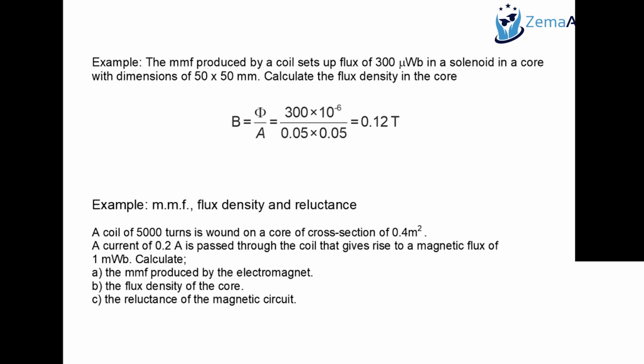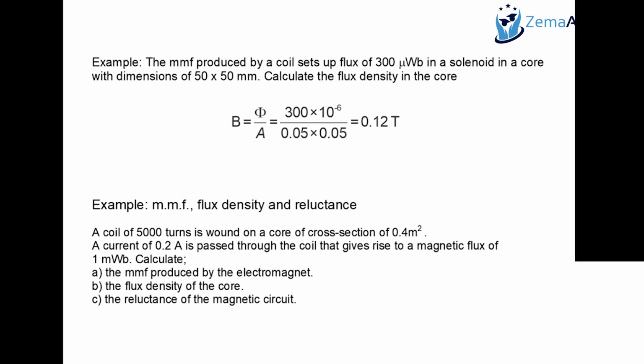And the question says, calculate the MMF produced by the electromagnet. So how would you calculate MMF, or magnetomotive force? Since MMF is equal to ampere turns, or Ni, where N is the number of turns and I is the current, you've got the turns, which is 5,000 turns, times 0.2 ampere. This gives you the MMF.